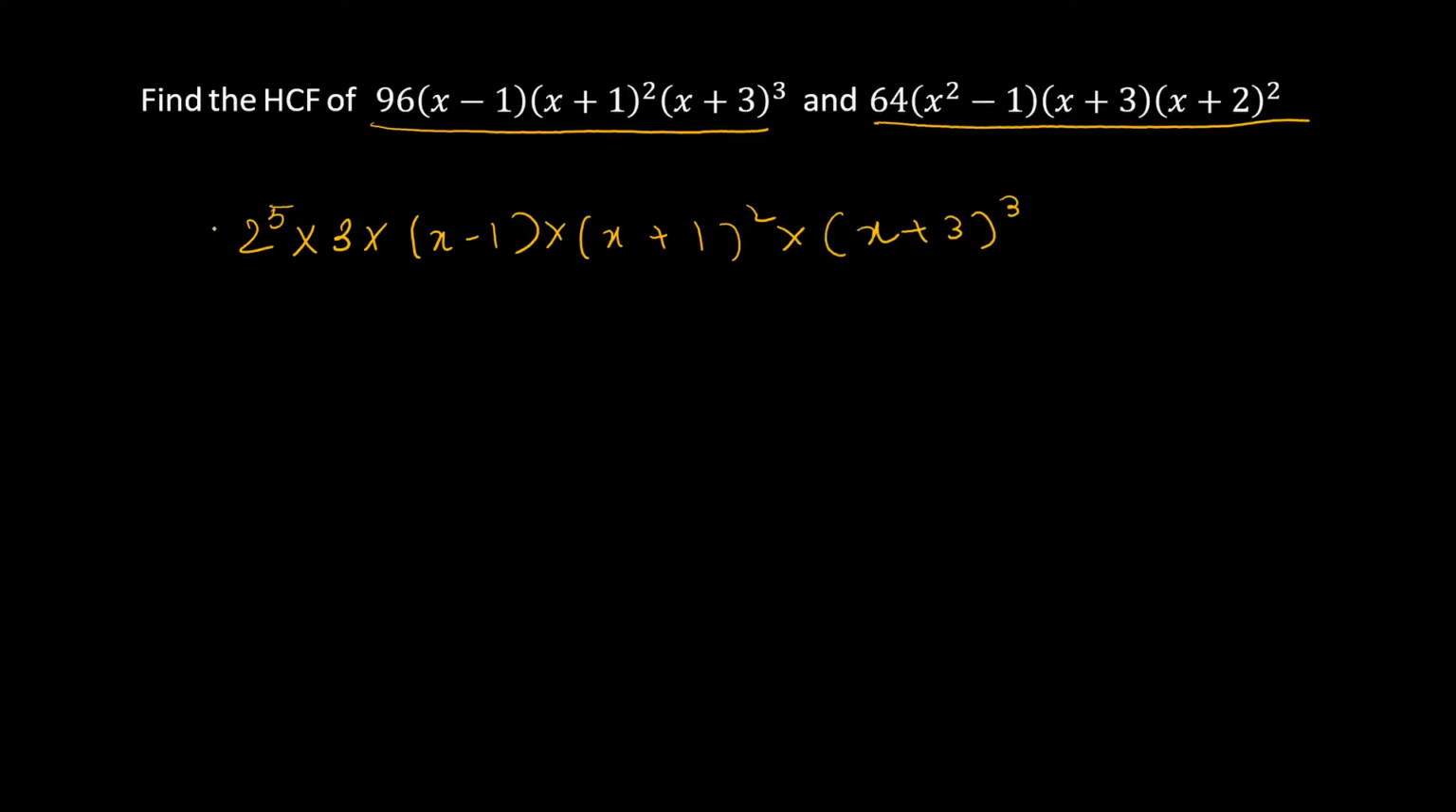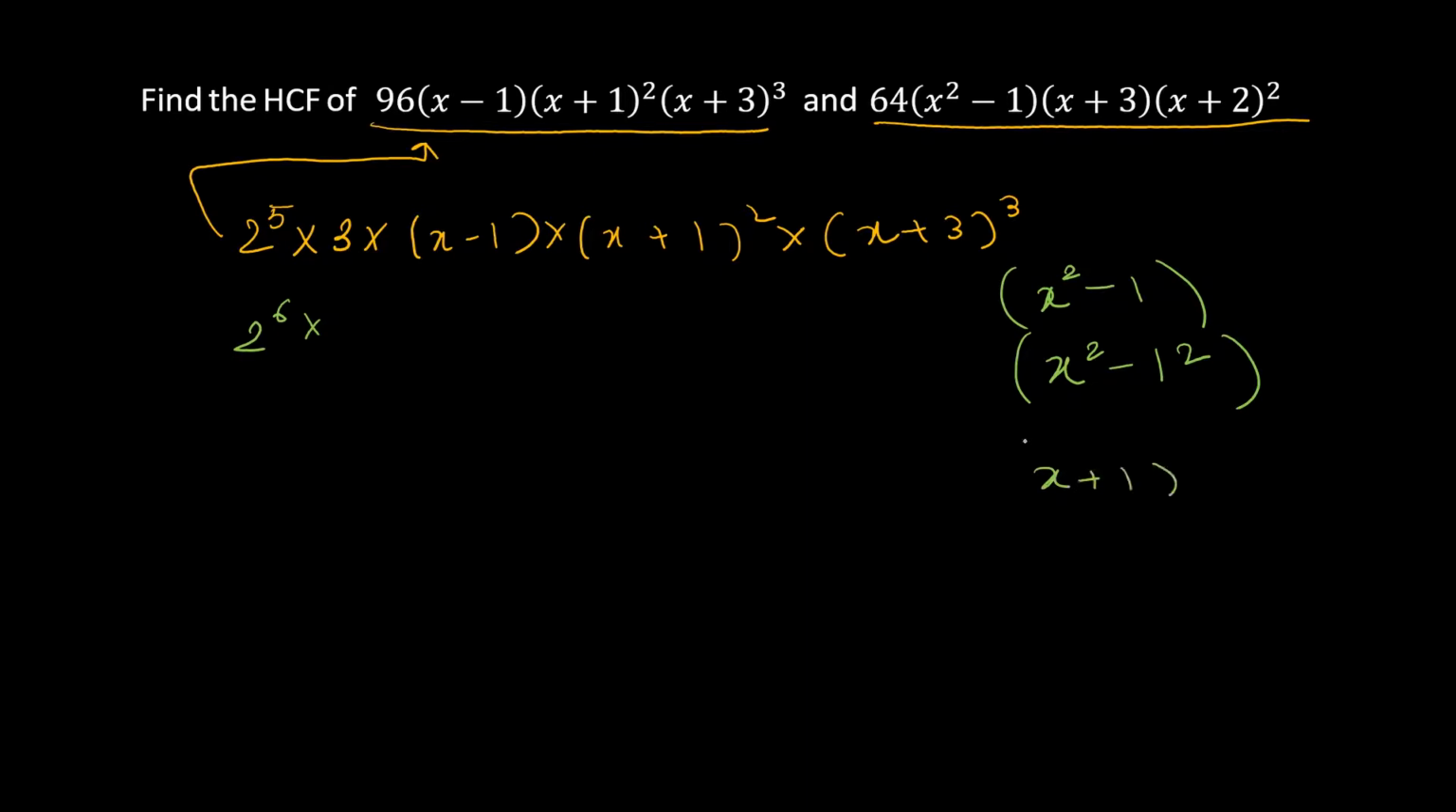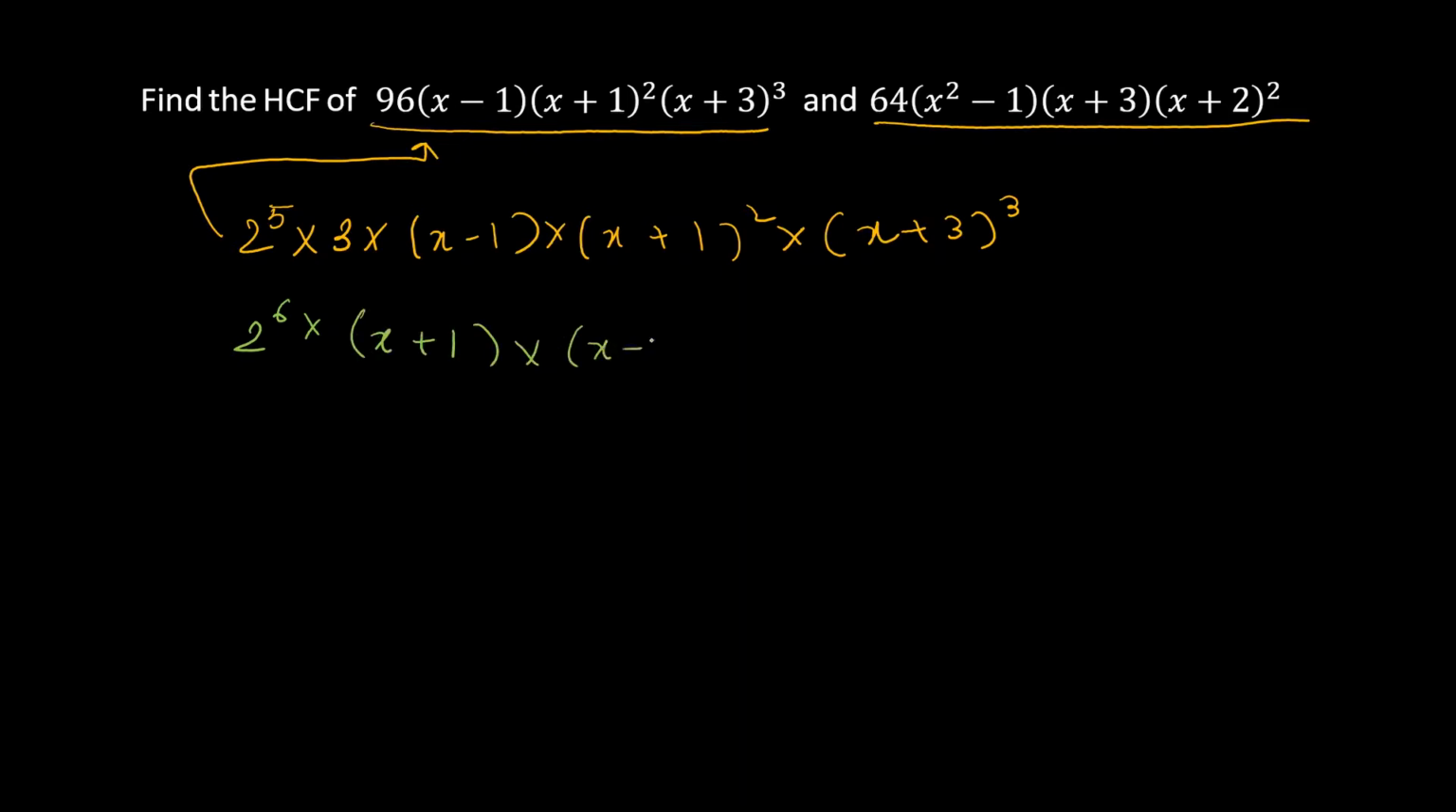Okay, now this is the first term, and the second term is going to be 64. 64 is 2 power 6 into, now here I want to show you something. x square minus 1 is the same as x square minus 1 square, right? Now this can be written as x plus 1 into x minus 1. So that's what I'm going to do here. I'm going to write x square minus 1 as x plus 1 into x minus 1. Okay. Now the next one is x plus 3 into x plus 2 square.